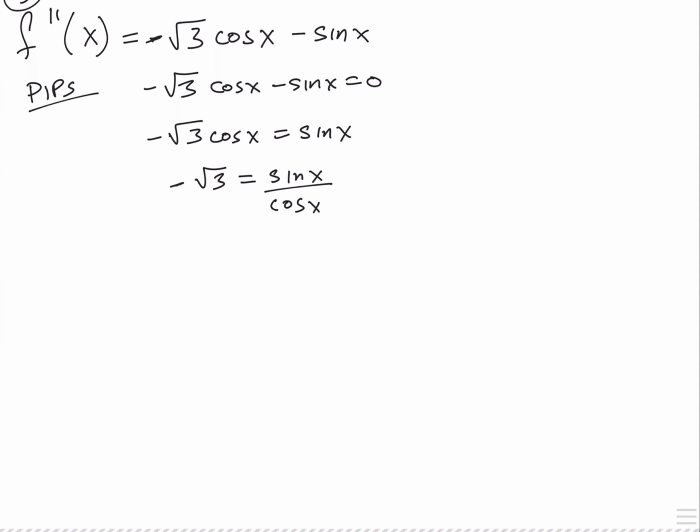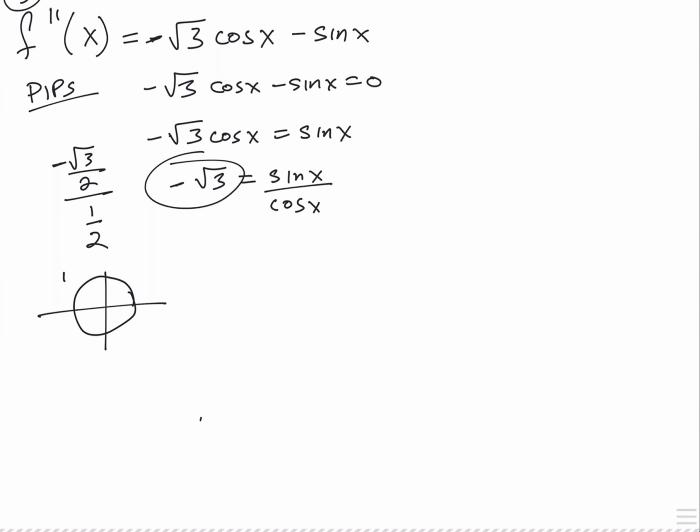Which one? Oh wait, no. So think of it the same way like we did the other one. So think of it as not minus root 3, but minus root 3 over 2 over 1/2. So what quadrants is that? So it's negative, right? So what quadrants would we be looking at? 2 and 4, right? So here we're looking at 2 and 4 because we're looking for the quadrants where sine and cosine are different.